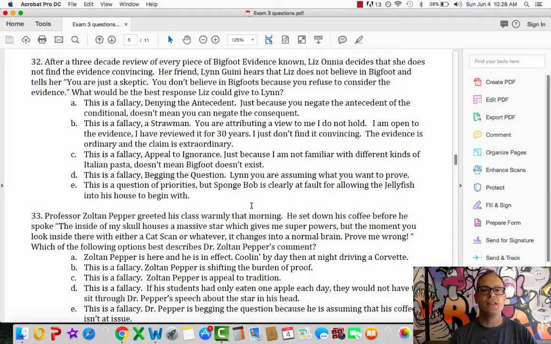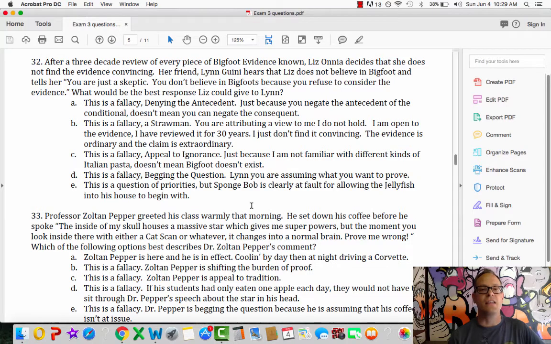A, this is a fallacy denying the antecedent. I don't know. Is it? I would look at that option pretty carefully and see whether or not she's committing that fallacy. B, this is a fallacy, a straw man. You're attributing a view to me I do not hold. I'm open to the evidence. I've reviewed it for 30 years. I just don't find it convincing. The evidence is ordinary and the claim is extraordinary. That's a very good answer so far, but I don't want to bite the bullet yet. Just make sure that all the other options aren't so good, and if that's the one we want, then we'll go with that.